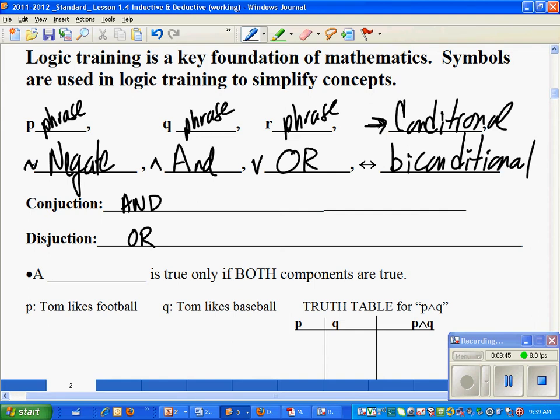Okay, so here's a real simple concept. A conjunction is true only when both components are true. A conjunction is true only if both parts are true. So just write: a conjunction is true only if, dot, dot, dot. Only if. So there's only one instance in which it's true.